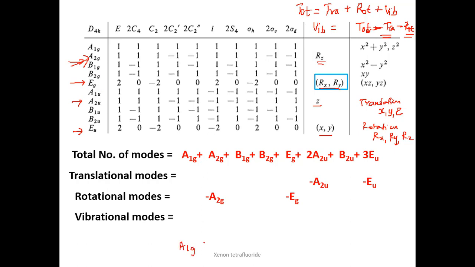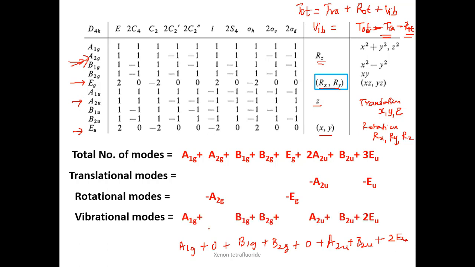A1G. A2G minus A2G is 0. B1G. B2G. EG minus EG is once again 0. 2A2U minus A2U is A2U plus B2U. 3EU minus EU is 2EU. Now this is what we get as vibration modes here: A1G, B1G, B2G, A2U, B2U, 2EU.